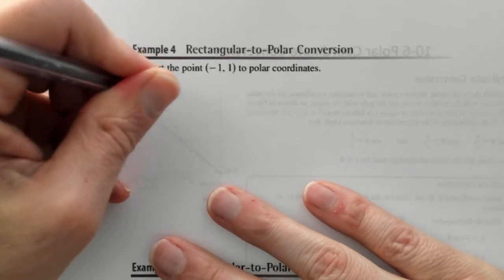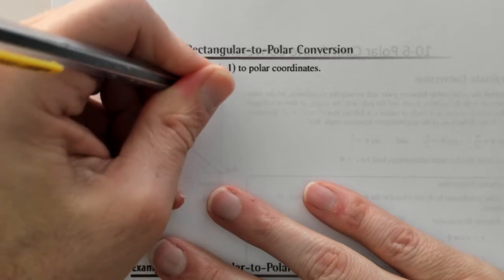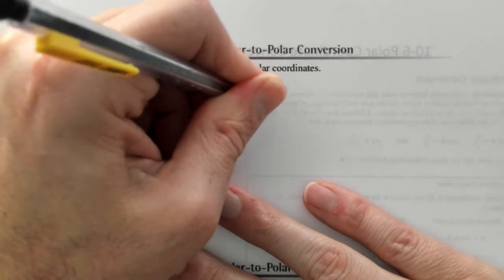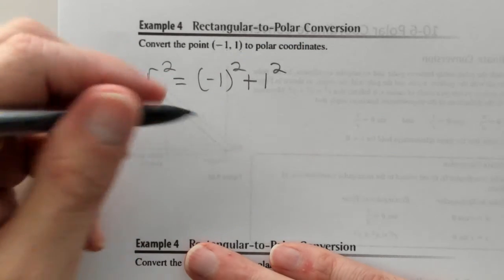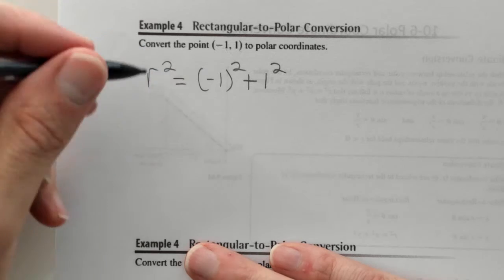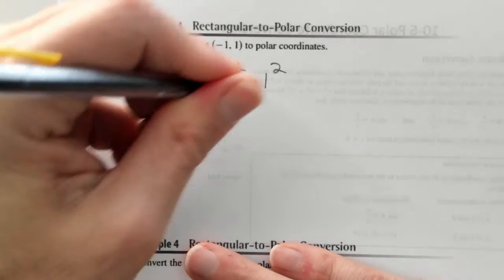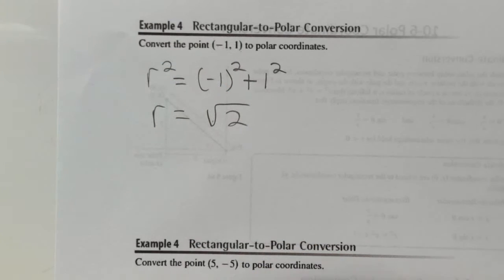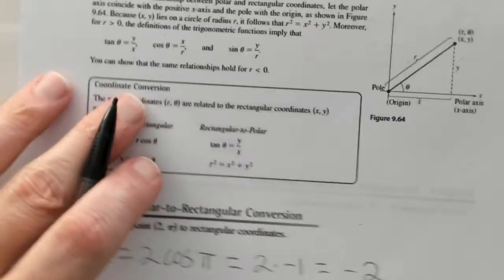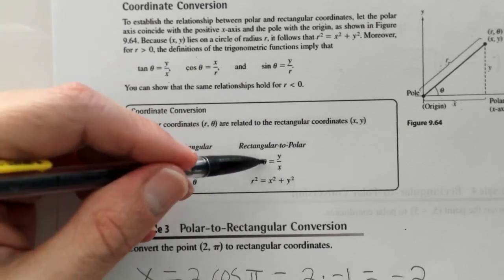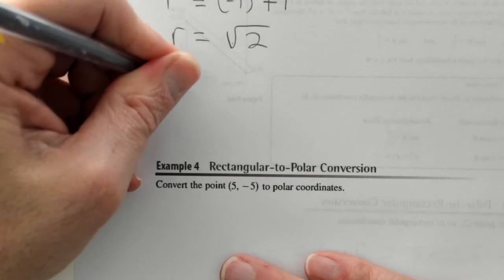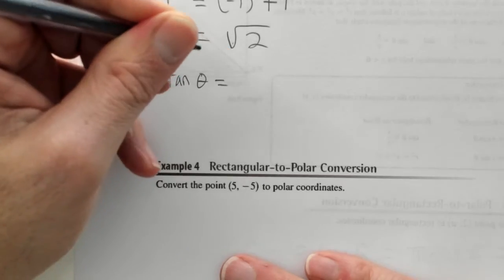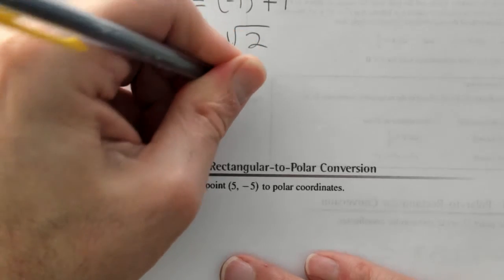So r squared is going to be equal to -1 squared plus -1 squared. And so that is going to be 1 plus 1, which is 2, and then I'll take the square root of both sides, which is going to be the square root of 2. So there's my radius, square root of 2. All right, let's see if we can find the angle now. What's the relationship for the angle? The tangent of the angle is equal to y over x. So I'll write that as tangent of theta equals y over x, which is -1 over -1.